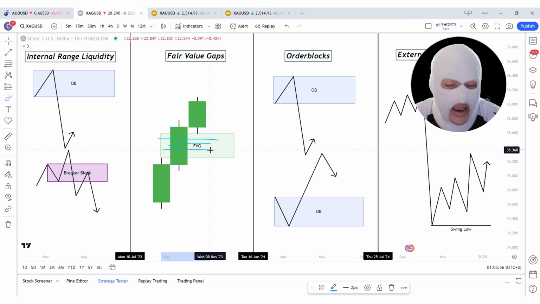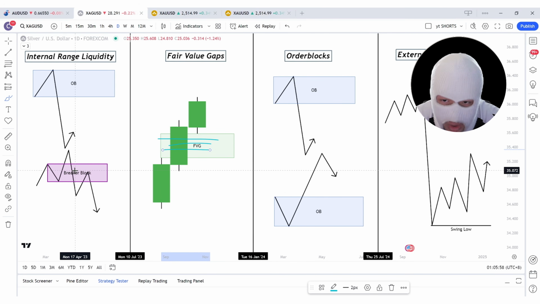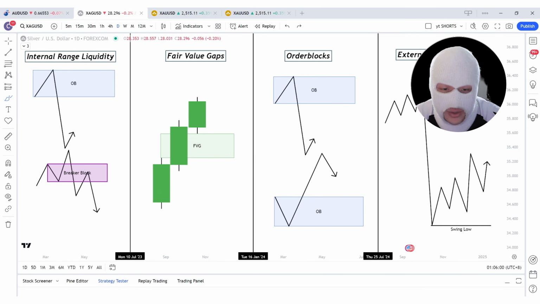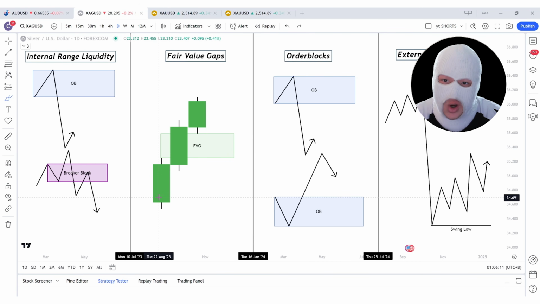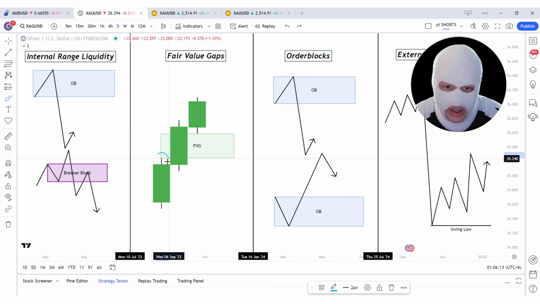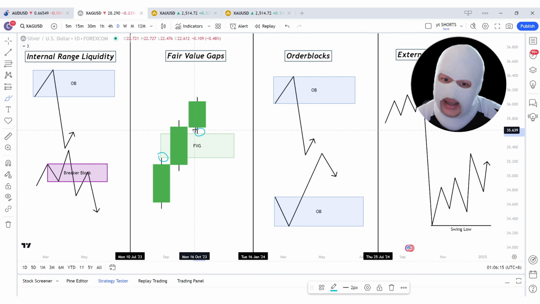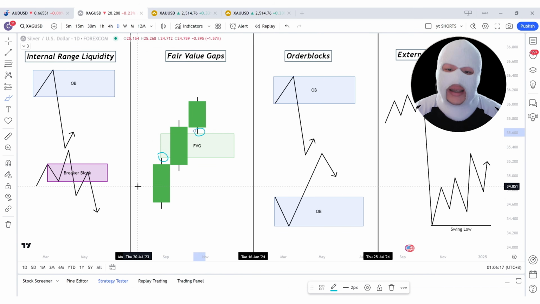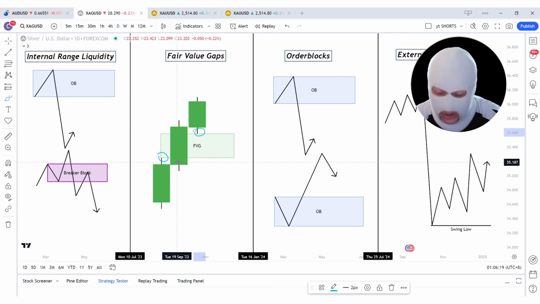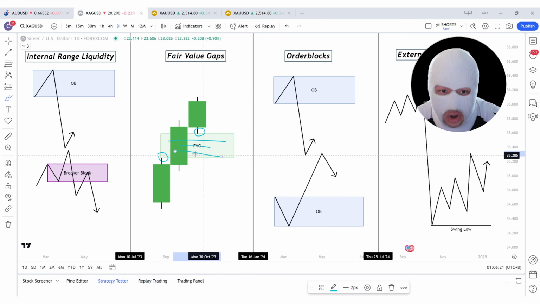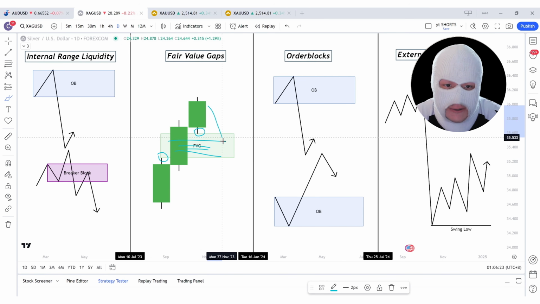If you're unsure about any of these concepts, I would strongly suggest you watch our previous videos over here. These videos will help explain these concepts in depth. But just a quick recap. Fair value gaps are a 3 candlestick pattern with a gap created by the first candlestick and the third candlestick, as seen over here. The gaps created leave a lot of unfilled orders, which often get retested by price.